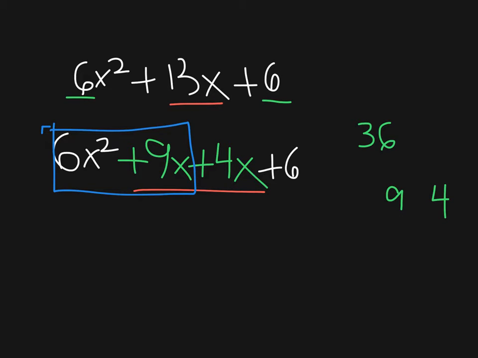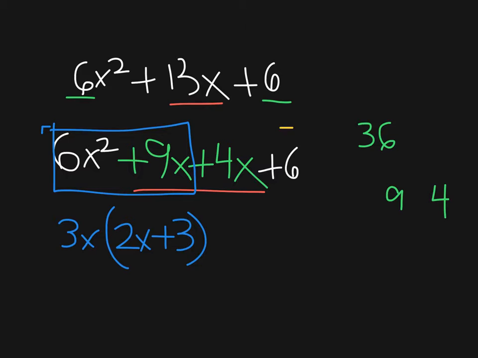If I look at this, what is the greatest common factor of 6x squared and 9x? Well, I can take a 3 and an x out of both of them. If I do that, if I take 3x out of 6x squared, I'm left with 2x. If I take 3x out of 9x, I'm left with just plain old 3.